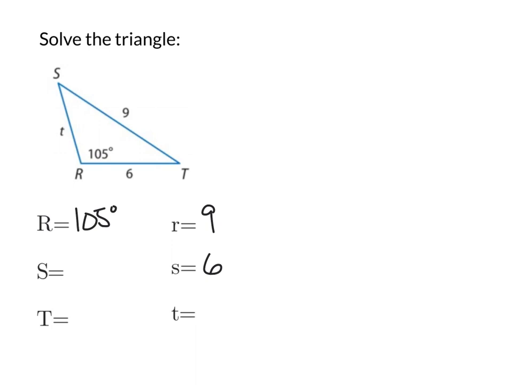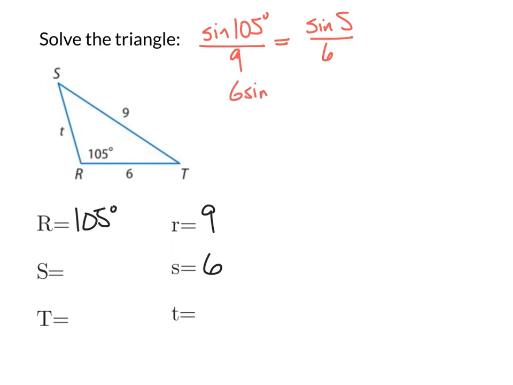Now, because we only have one angle measure, we can't start subtracting from 180. But I do have this pair of angle R and side R. So I'm going to set up the law of sines, that the sine of 105 degrees is related to 9 in the same way that the sine of angle S is related to side S, 6. And we have this proportion that we need to solve. So we cross multiply.